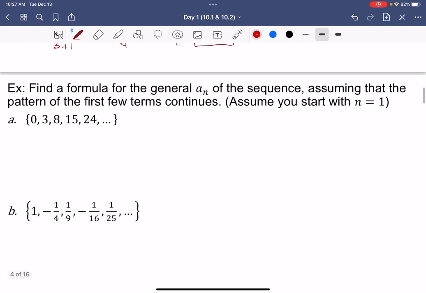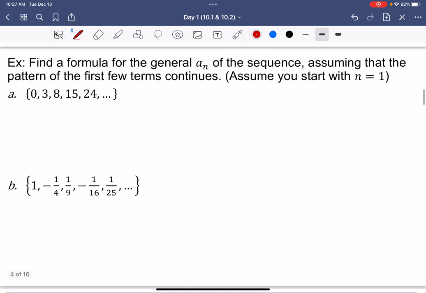All right, I mentioned a little bit earlier that sometimes you have to write your own sequence, and we will also see this throughout chapter 10. So here's our first little taste of this, and you watching me do it on the stream. The example says, find a formula for the general a sub n of the sequence, assuming that the pattern of the first few terms continues. We're going to assume that you start with n equals 1.